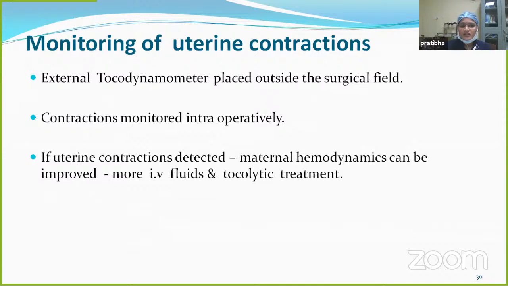For monitoring of uterine contractions, a dynamometer is placed outside the surgical field. Contractions are monitored intraoperatively. If uterine contractions are detected, maternal hemodynamics can be improved; more IV fluids and tocolytic treatment are required.